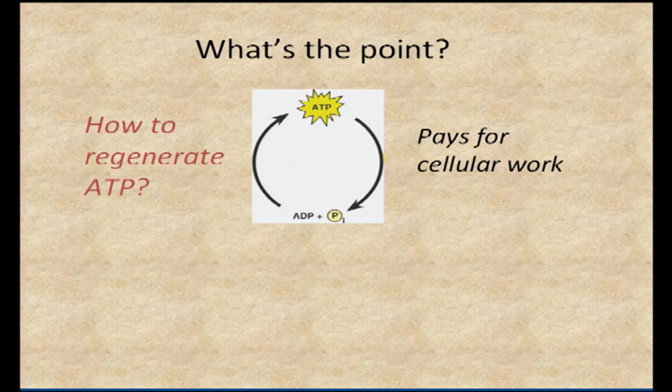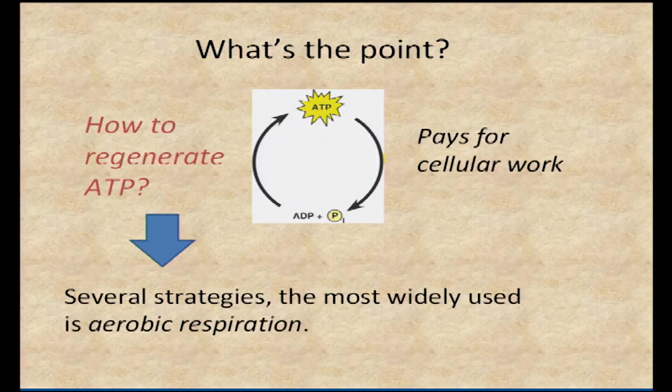Interestingly, there's many strategies that can be used to regenerate ATP, including photosynthesis, chemosynthesis, anaerobic respiration, and even fermentation. But by far, the most common strategy used is going to be a strategy known as aerobic respiration.